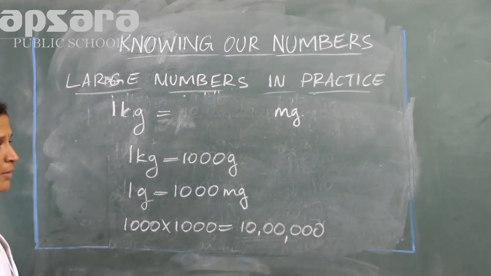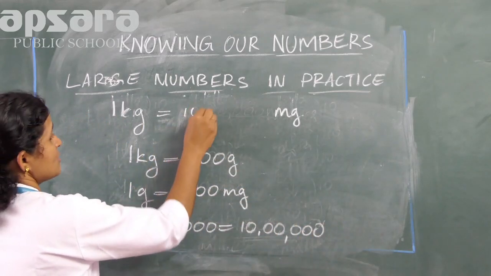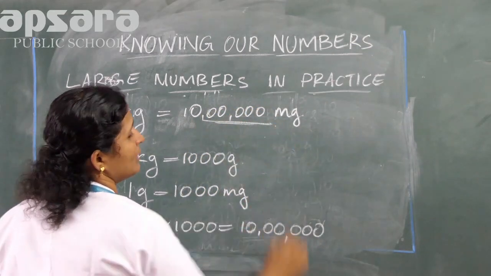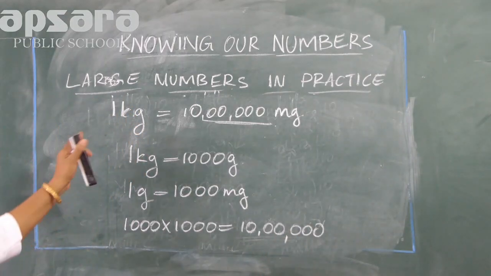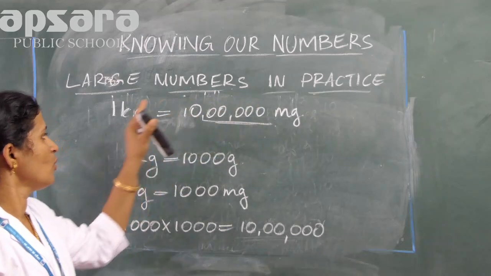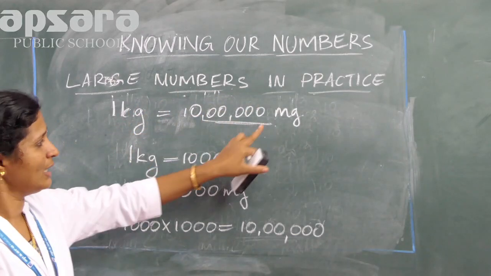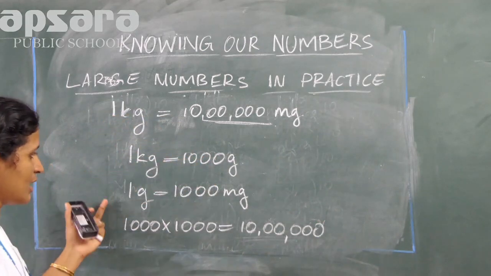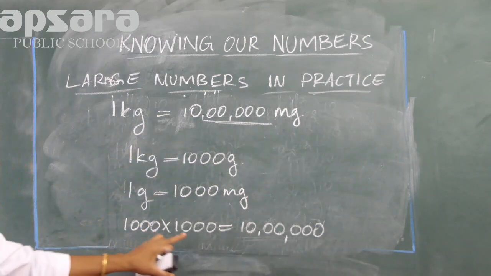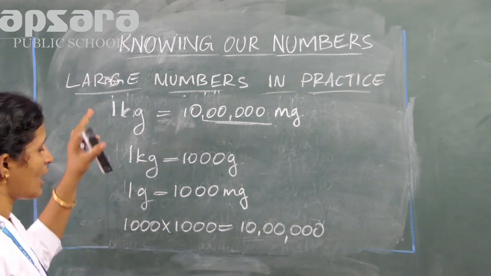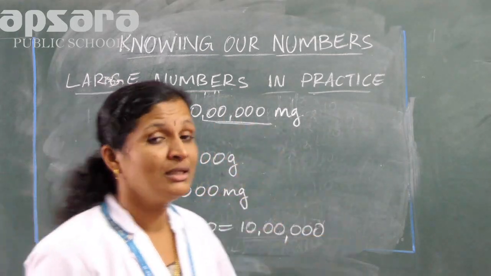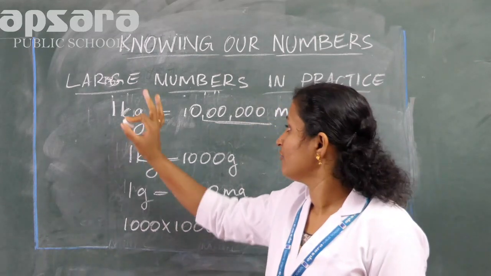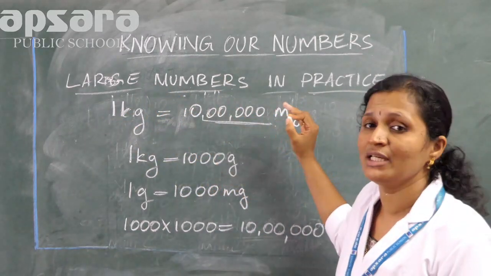1 lakh milligram. So 1 kilogram is equal to how many milligrams? Sorry, 10 lakh milligrams. The same, 1 kiloliter is equal to how many milliliters? 1 kiloliter is equal to 10 lakh milliliters. Again 1 kiloliter, first you convert into liters, then 1 liter to milliliter, then multiply 1000 into 1000. So 1 kilometer is equal to 10 lakh millimeter, 1 kilogram is equal to 10 lakh milligrams, and 1 kiloliter is equal to 10 lakh milliliters.